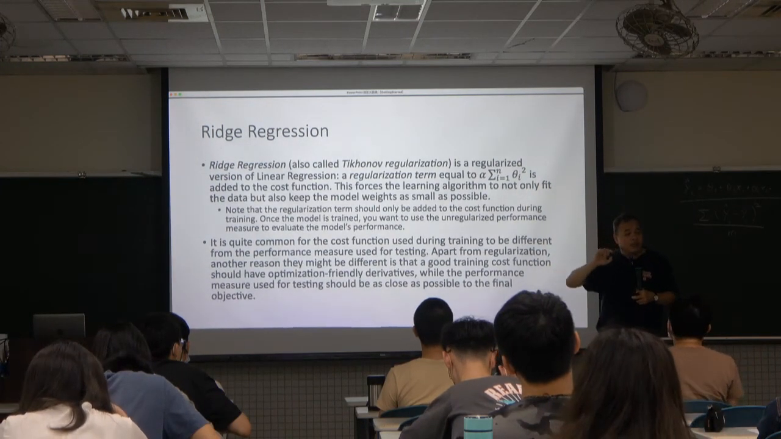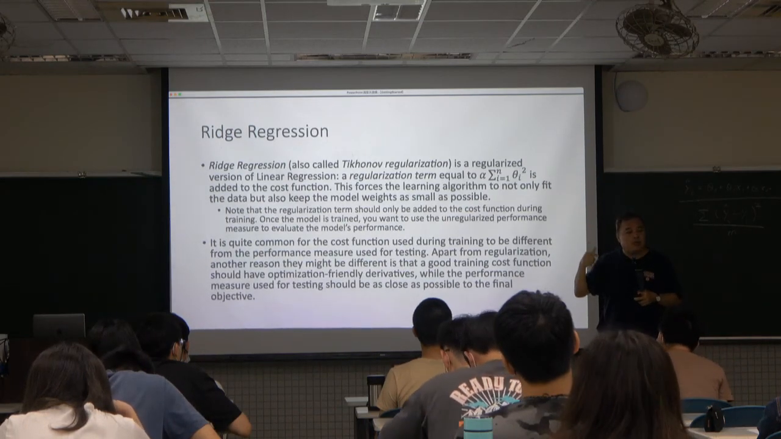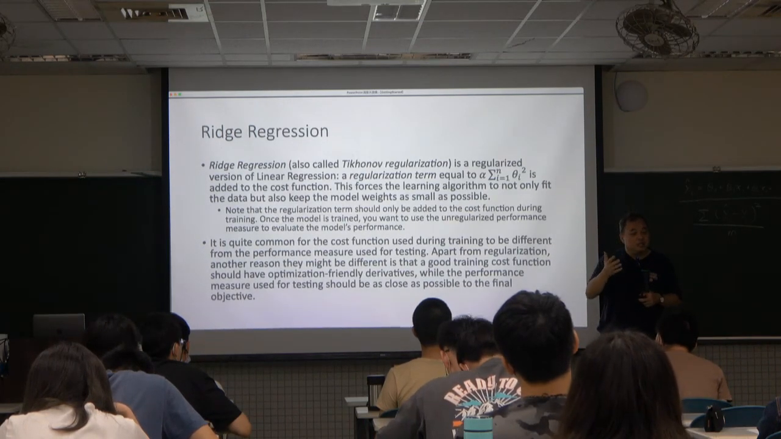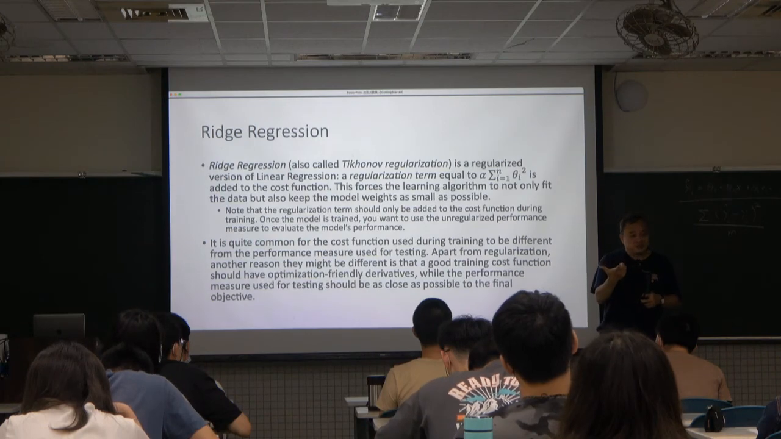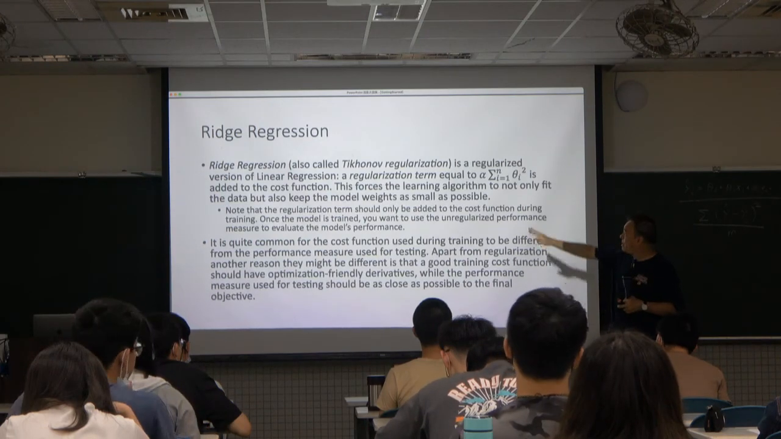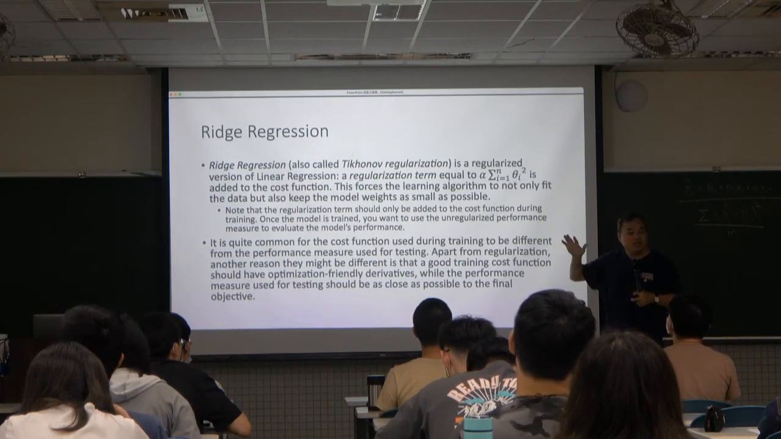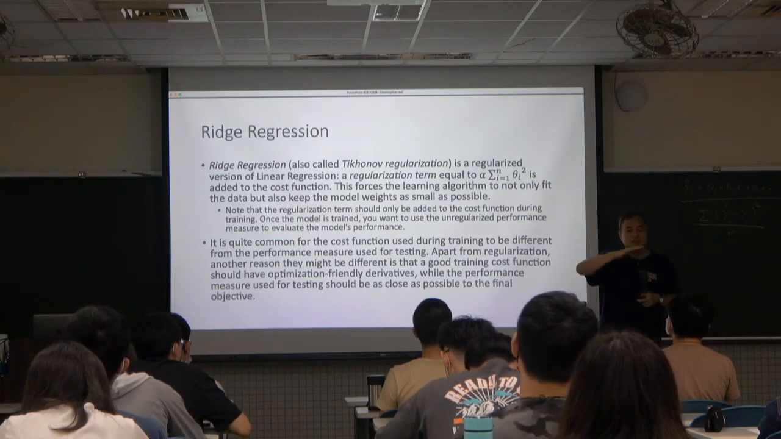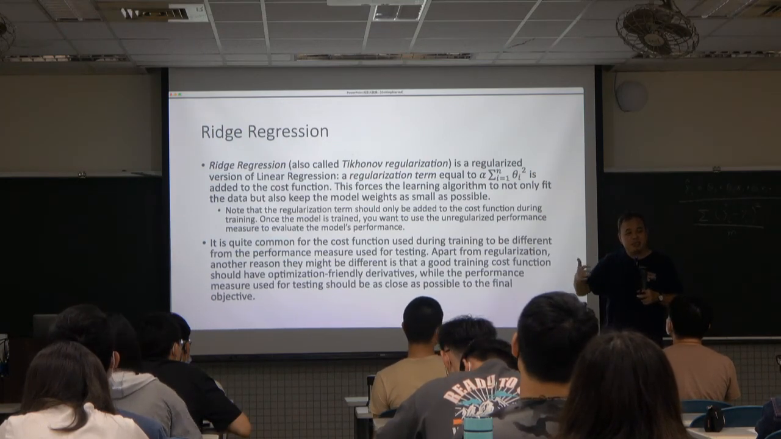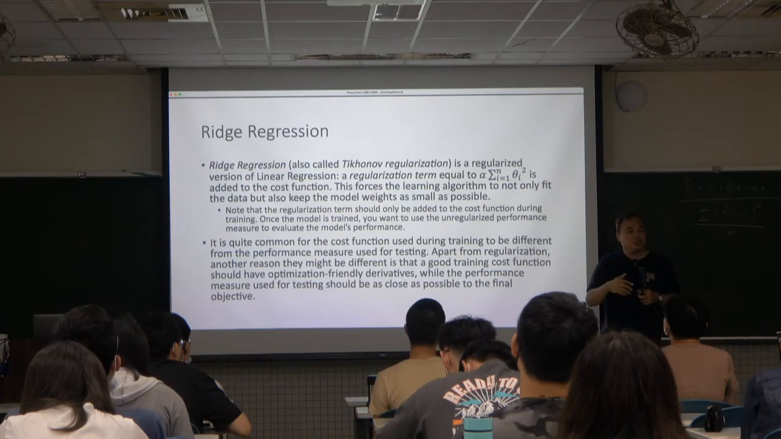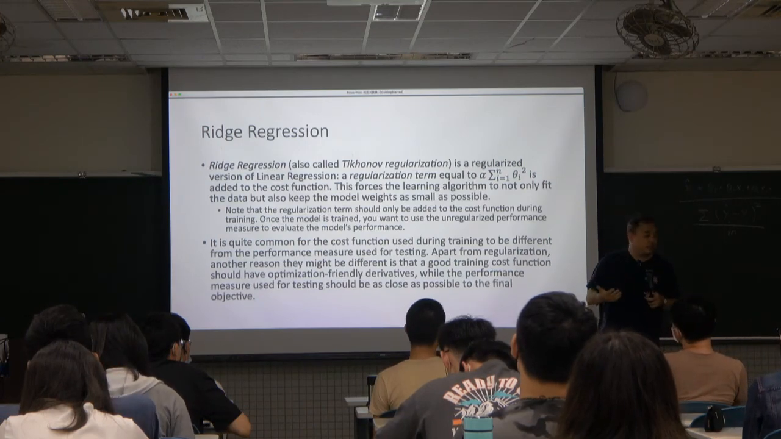Because it's a sum of squares, this thing must be positive. Oh, by the way, alpha is also positive. So this whole term is positive. When you add this to the cost function, obviously the cost function increases.